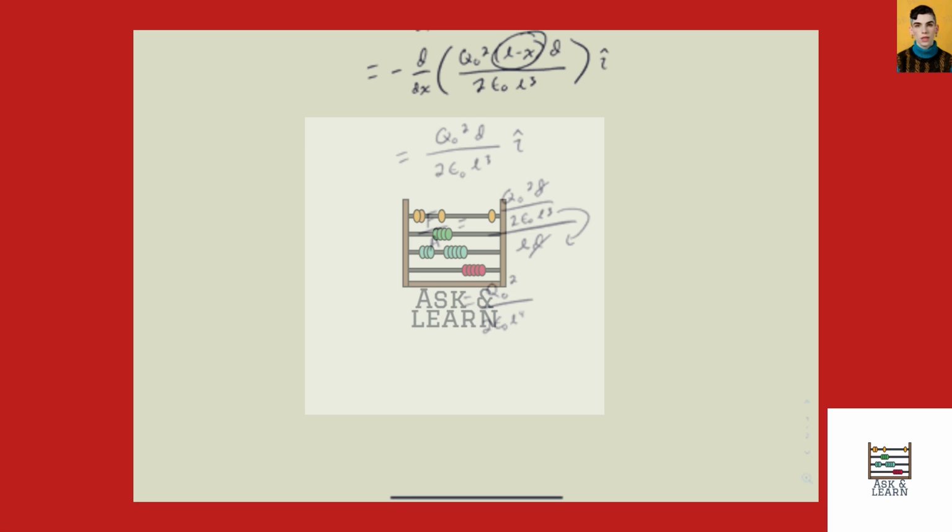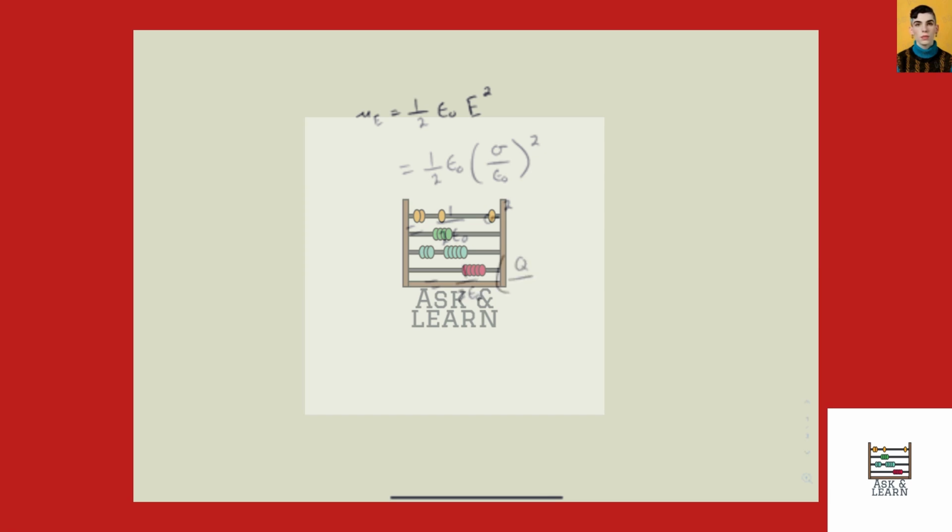Next, we want to find the energy density, which is given as mu sub E, and that's 1/2 epsilon naught times the field squared. And the field for plates of charge is sigma over epsilon naught. This becomes 1 over 2 epsilon naught sigma squared. And sigma is just charge over area.